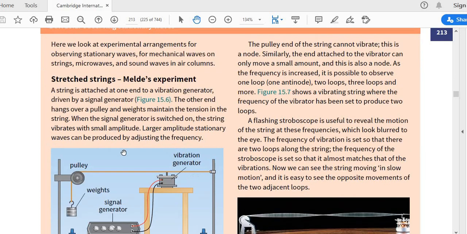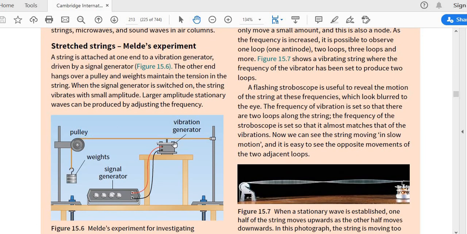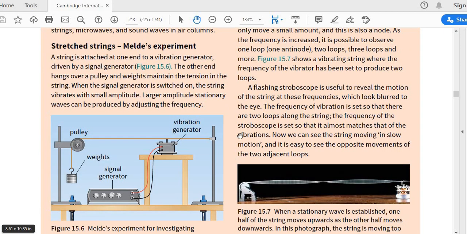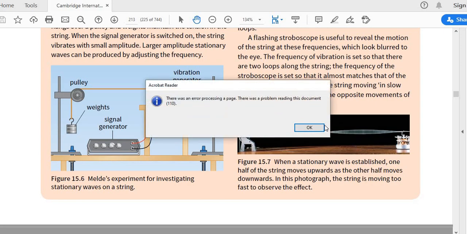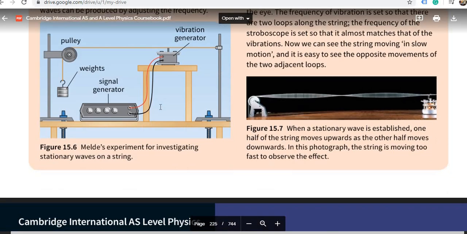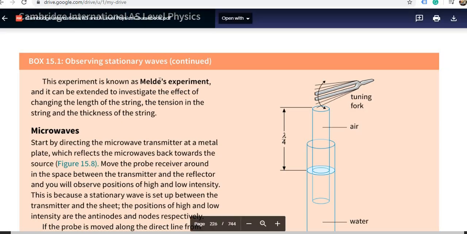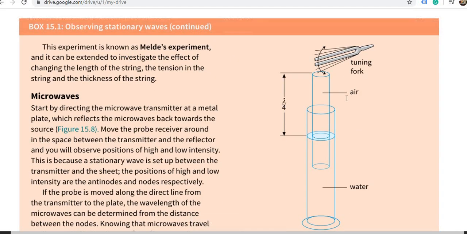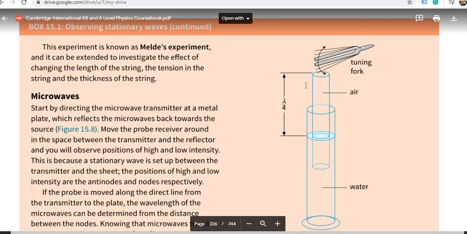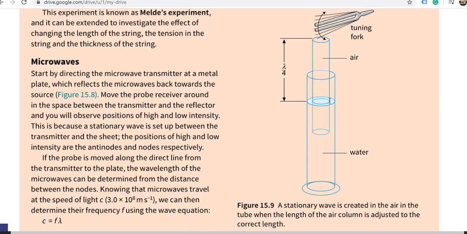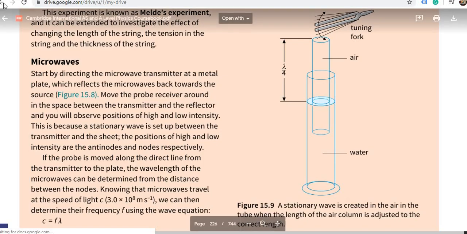Then observing stationary waves. Okay, there is a video for this online, you can check. If you Google it, you can see the video. Exact same thing is there online. All right, so let's see. Observing stationary waves continued. Again all these details, Melde's experiment. Again, for this also there are videos online. You have to see the video to understand it, so make sure you watch that, then you will have a better understanding.